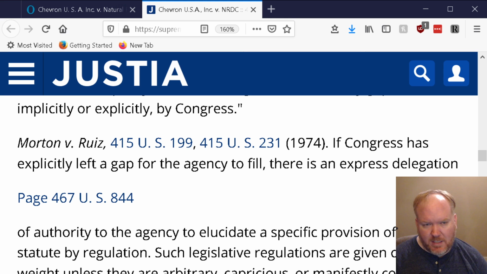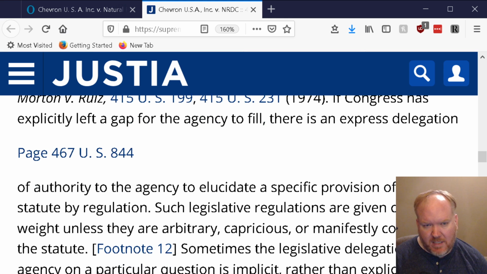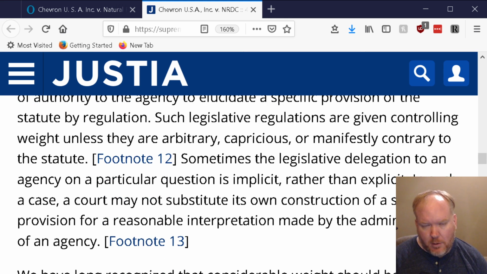If Congress has expressly left a gap for the agency to fill, there's an express delegation of authority to the agency to elucidate a specific program provision of the statute by regulation. That I agree with. If there's something explicit and Congress said, we don't know, you go figure it out, then I'm on board with you, Justice Stevens. If there's some specific thing that says, okay, we don't know, but you can regulate sources and you figure out what they mean, if it said that, I wouldn't be having a heart attack. If that's what we were talking about, I'd be totally fine.